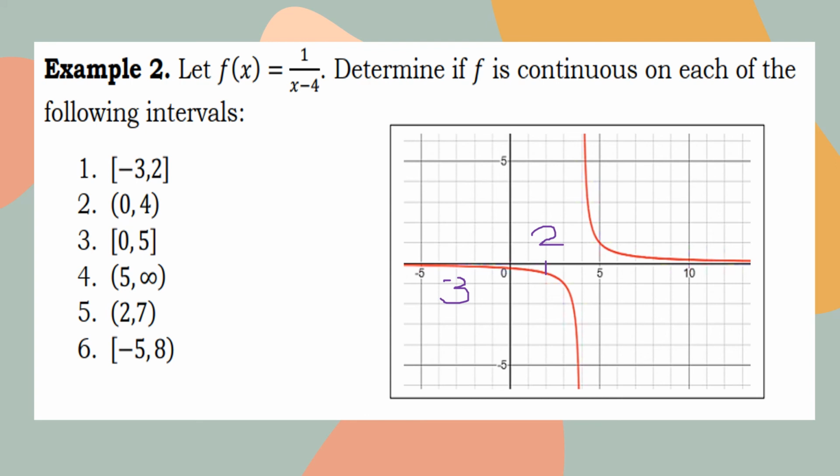Next, from 0 to 4. 1, 2, 3, 4. This is 4, and the y value is somewhere here. From 0 going to 4, we trace it and there is no break. So this is continuous.